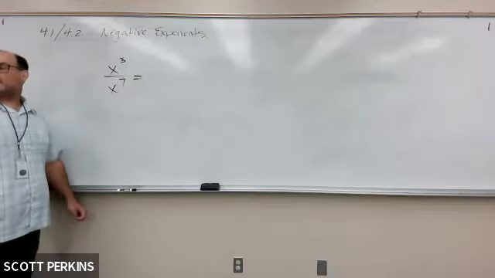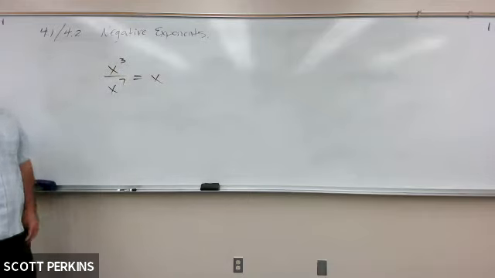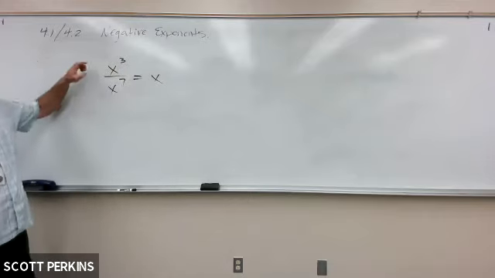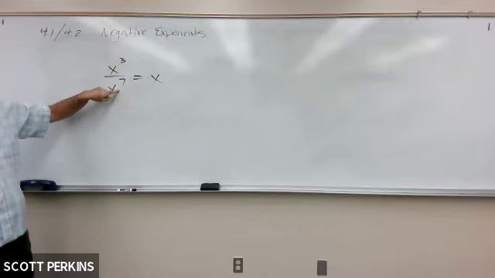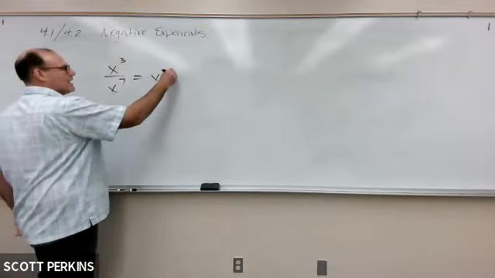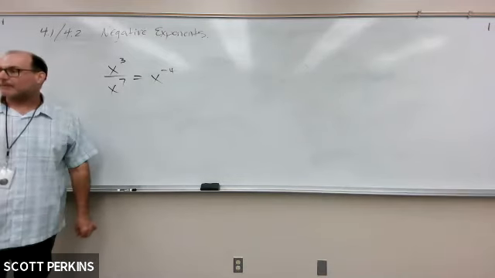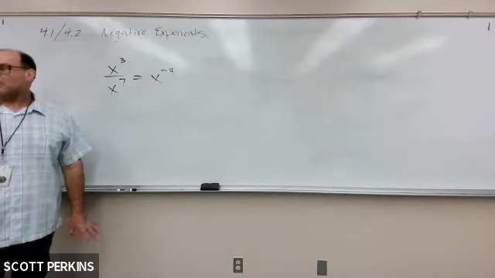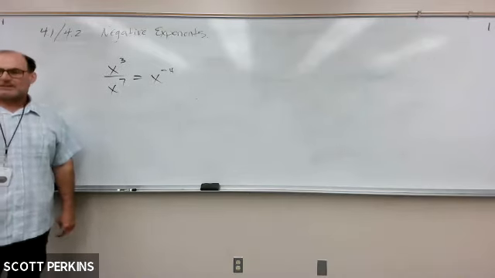Quotient rule. We already talked about the quotient rule. The quotient rule says that when I am dividing the bases, I subtract the exponents, and if you need to pop out your calculator, what is 3 minus 7? What does that give me? A negative exponent. So what does that mean? Well, that's a great question. What does that mean? So I'm going to do this problem another way so that we can see what this means.